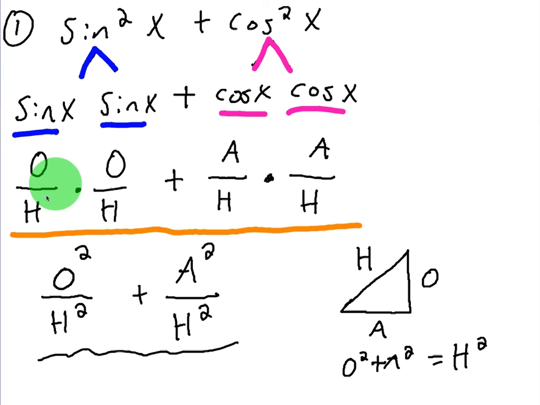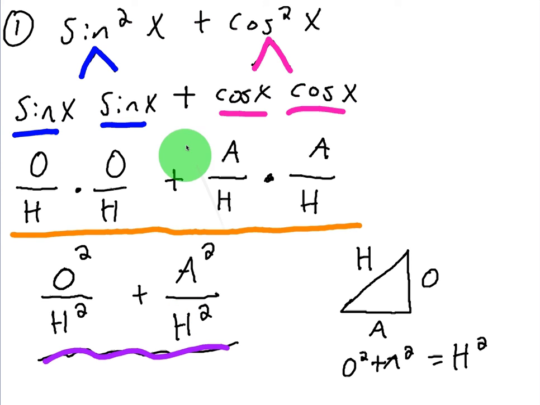Now we're going to take note that we have two opposites on the top of the fractions and two hypotenuses on the bottom. So this will now simplify to opposite squared divided by hypotenuse squared. And in the same way, for the cosine, we have a's on top and h's on bottom, so that's going to become a squared over h squared.